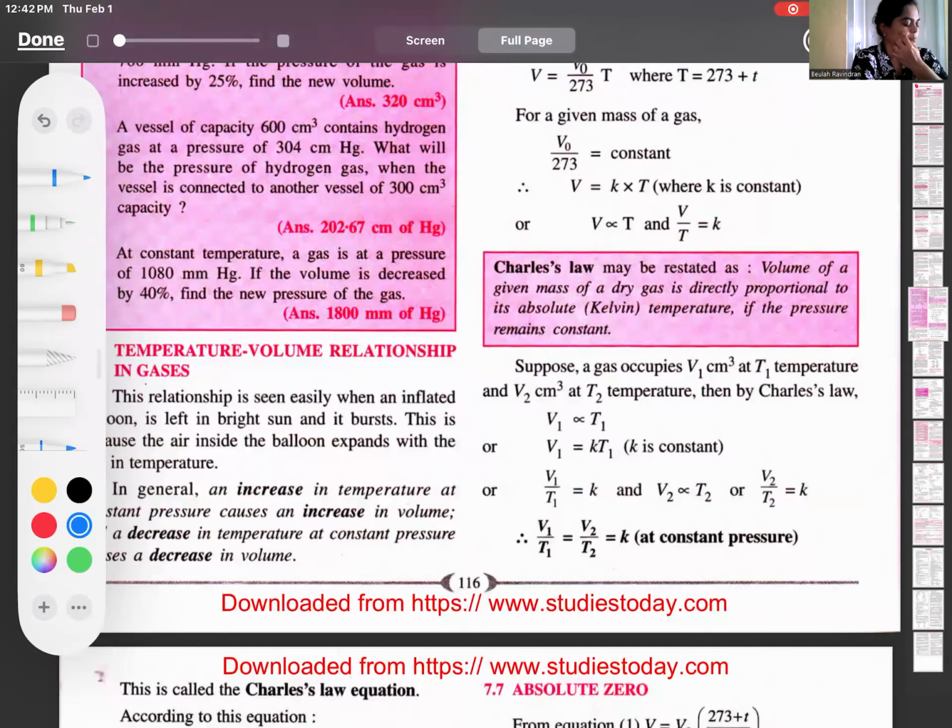There is a relationship between temperature and volume. So this is Charles' law.